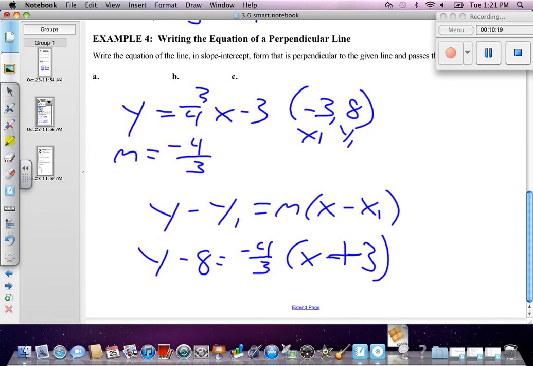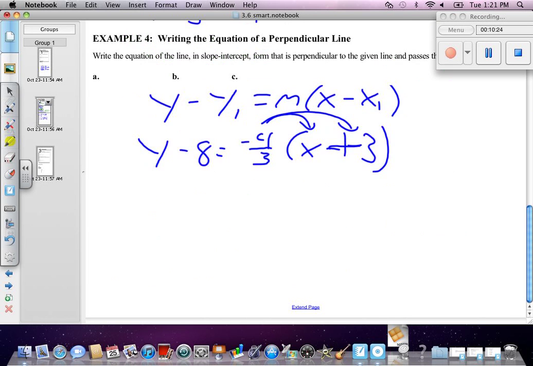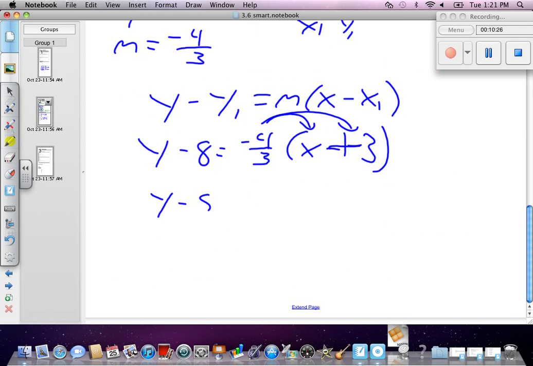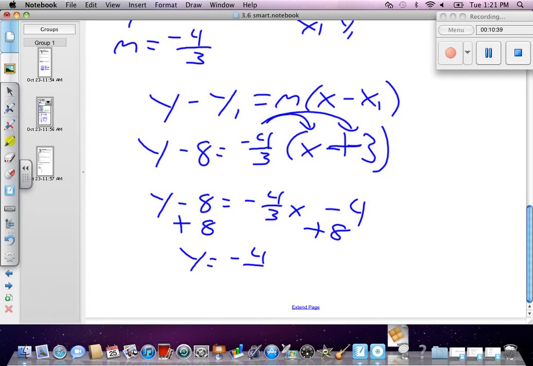Okay, now I'm going to distribute the -4/3. And I get y minus 8 equals -4/3 x minus 4, because 4 times 3 is 12, divided by 3 is 4. Now I'm going to add 8 to both sides. And so y equals -4/3 x plus 4.